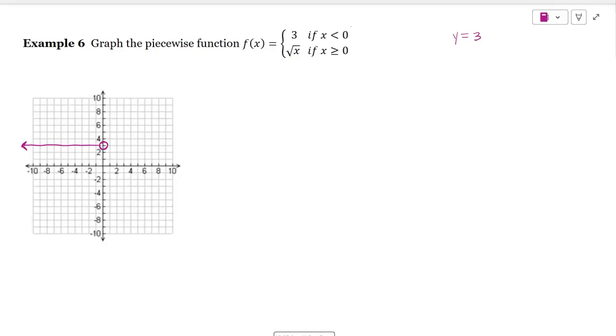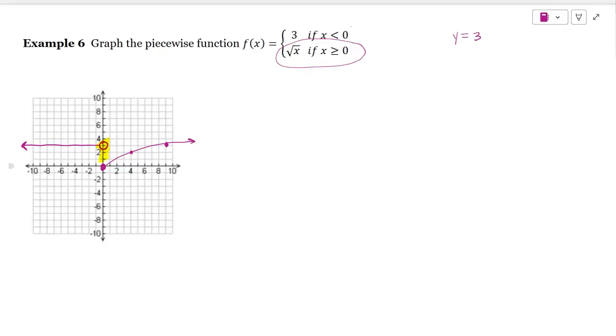Looking at the second part is saying that I want to consider the square root of x. The square root of x graph looks like this. Let's see, let's make that accurate. So the square root of 4 would be 2, right? And the square root of 9 would be 3. So it should be like this. So looking like this. And we do have equality at 0, so there's a closed circle there.